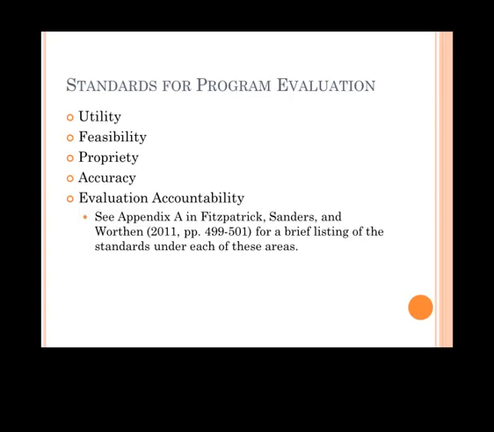The fifth area of standards has to do with evaluation accountability, and there are 3 standards here. The first is documentation. You should be able to clearly document, just as you would for research, how you did what you did. You should be able to clearly document how and why you chose your design, how you implemented the design, the procedures, the kinds of data you collected, the outcomes, and how you arrived at your conclusions. The other 2 standards in evaluation accountability have to do with meta-evaluation.